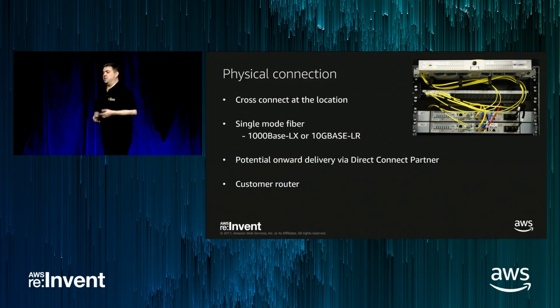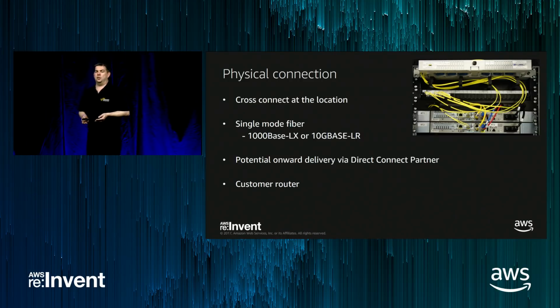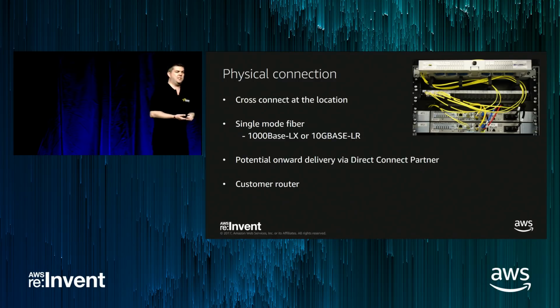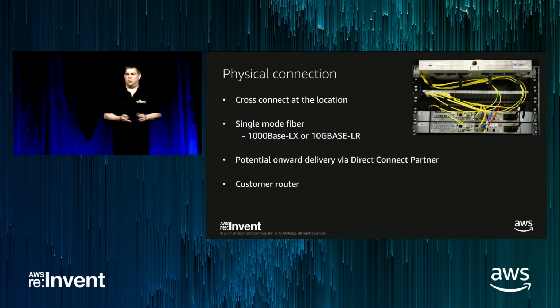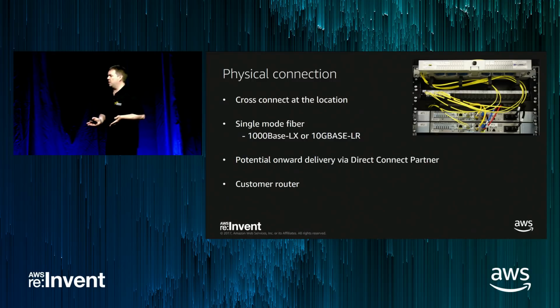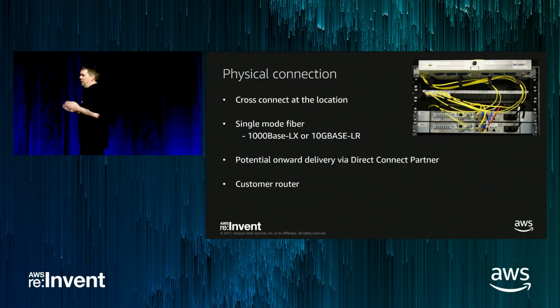Obviously, a key piece of this is that you need to have a router on your end of the connection that can terminate that single mode fiber and supports 802.1Q VLANs and supports BGP. So over Direct Connect, there is no option for static routing or any other routing protocols, simply BGP.